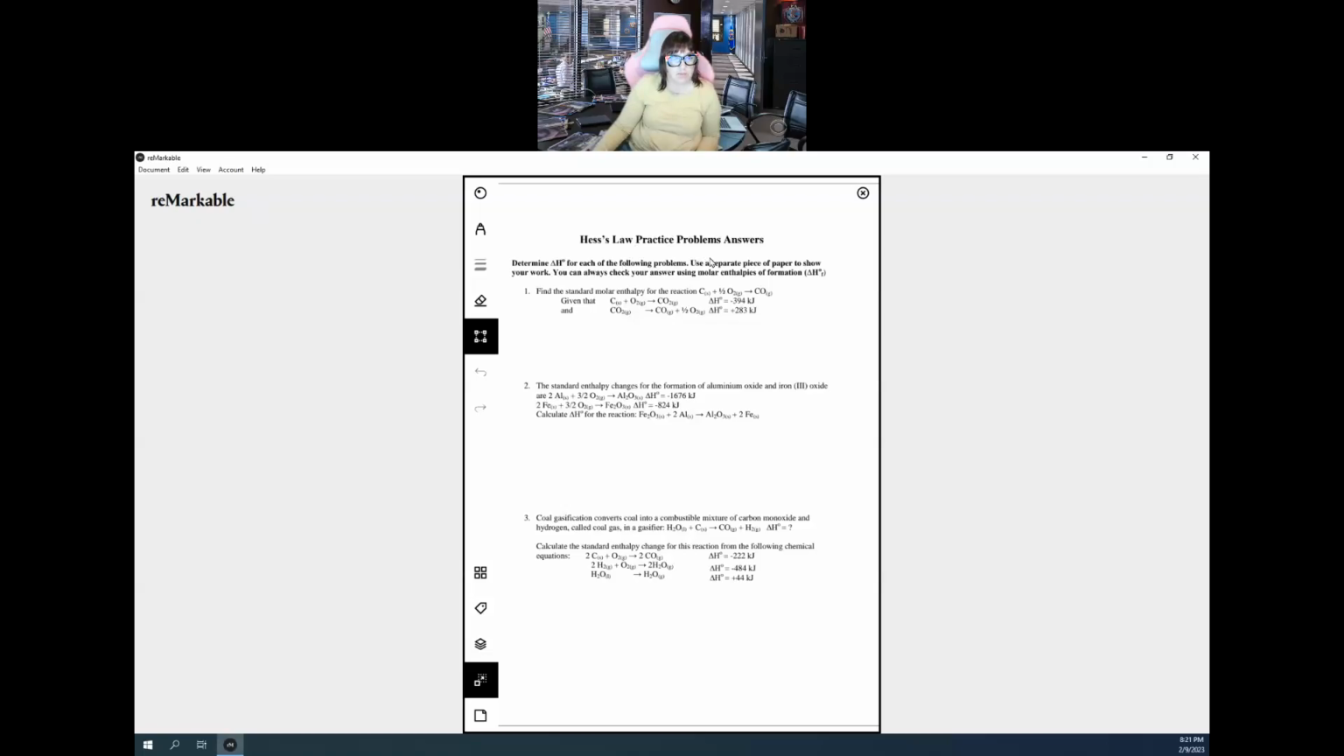We're looking at Hess's law practice problem answers. We want to determine delta H for each of the following problems. Use a separate piece of paper to show your work. You can always check your answer using molar enthalpies.